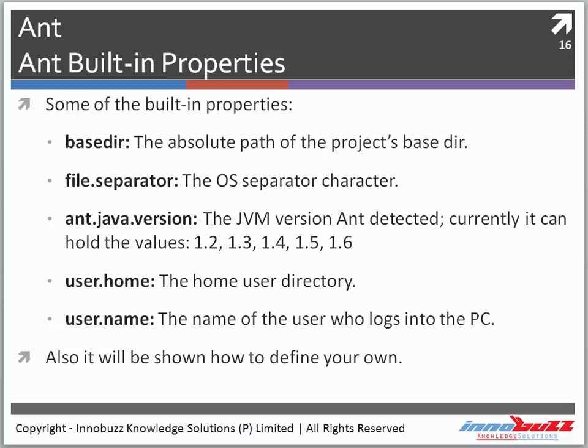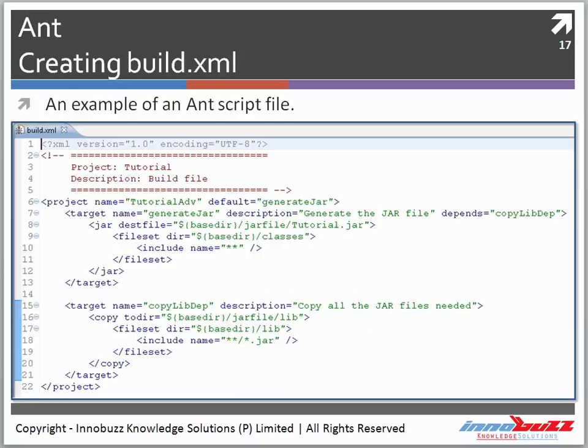User home, the home user directory. Username, the name of the user who logged into the PC. Take a look at this example of an Ant script file. As a summary, this Ant script has two targets defined. The first, generate jar, generates a jar file of the project. The second, copy lib dep, copies all the jar files needed to a lib folder on your project.